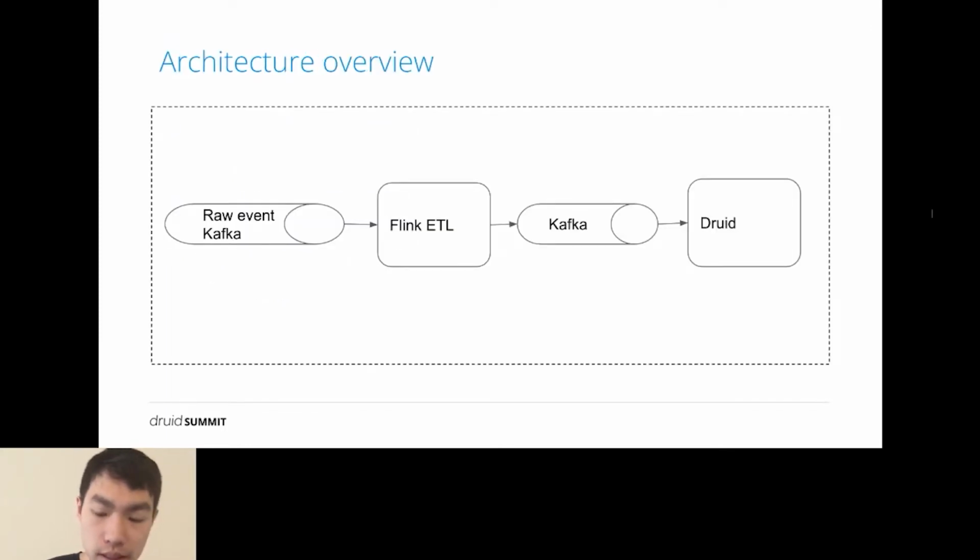So here's a simplified architecture overview. Basically, we have a raw event Kafka where clients put their raw events, like web logged activities. Then there's a Flink ETL job that does the cleaning and the processing. After that, it puts the denormalized events into another Kafka topic where Druid will consume from.